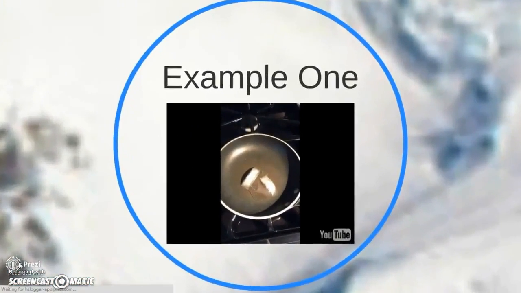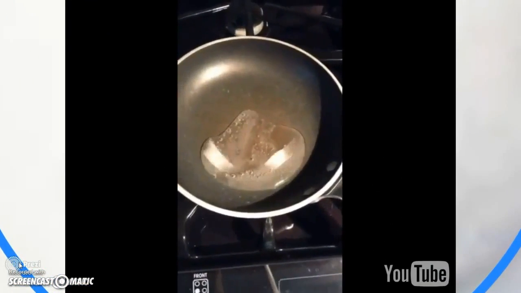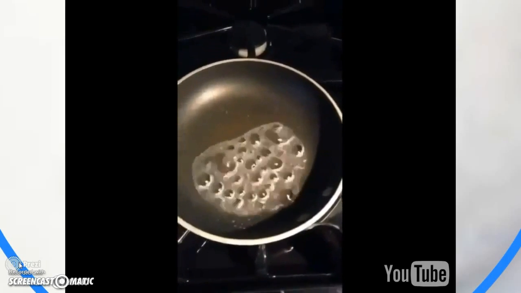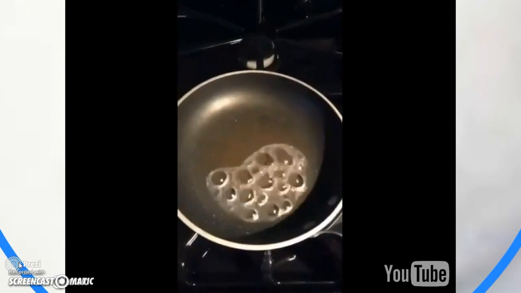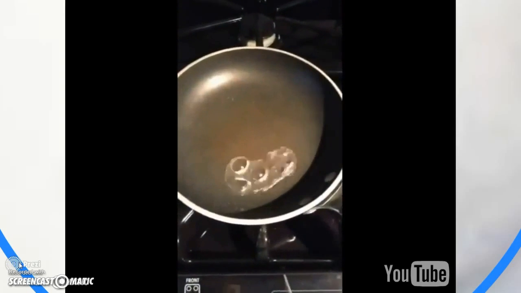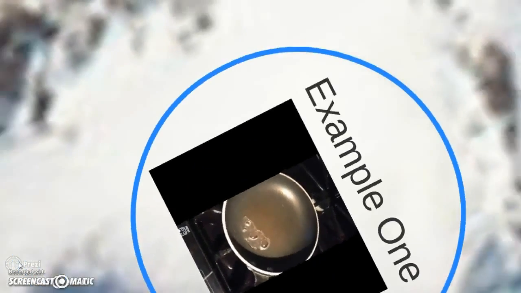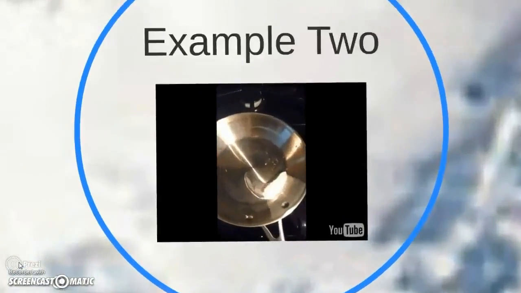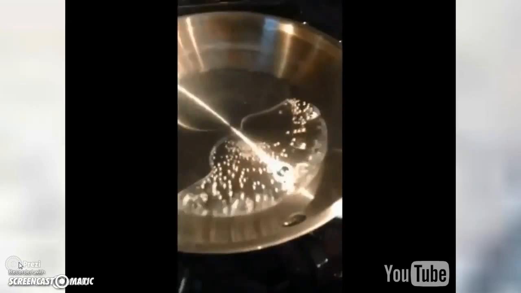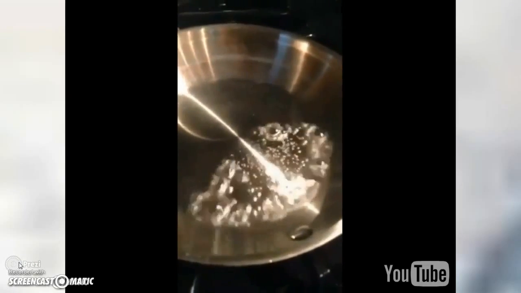So here's an example of two ice cubes melting down and then eventually evaporating. You can see these bubbles are a sign of it evaporating. You can see that the water volume also goes down. And then in this example, there's only one ice cube, and you can see it starts to bubble, and then eventually it completely evaporates and there's no more liquid left.